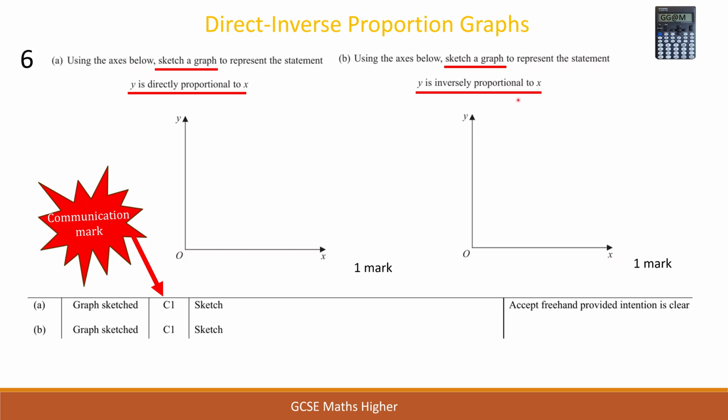The next one, inversely proportional, means as one thing gets bigger, the other thing gets smaller. So that goes the opposite way. So it's a curve coming this way down like that. So you can see where the cursor's going. It's a curve between the two axes like that.